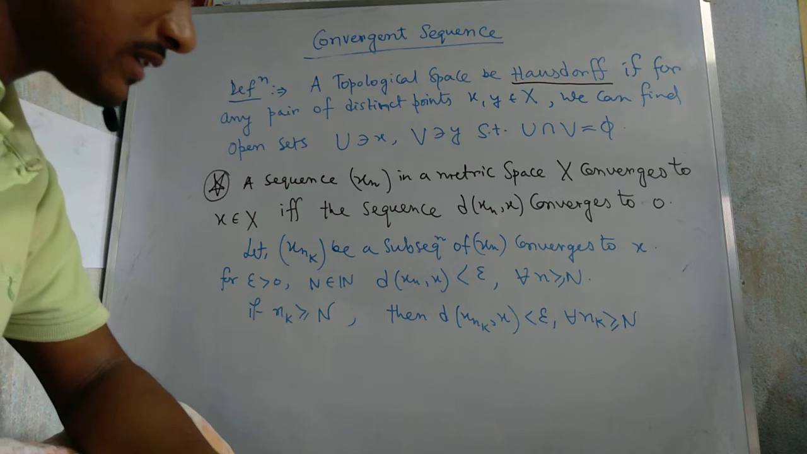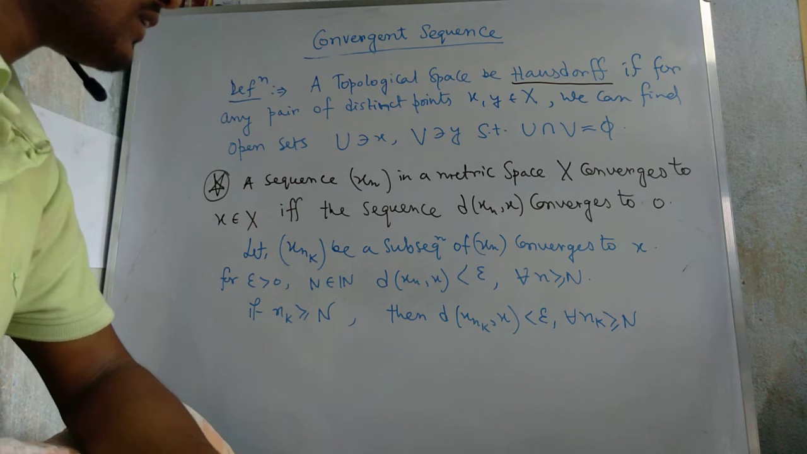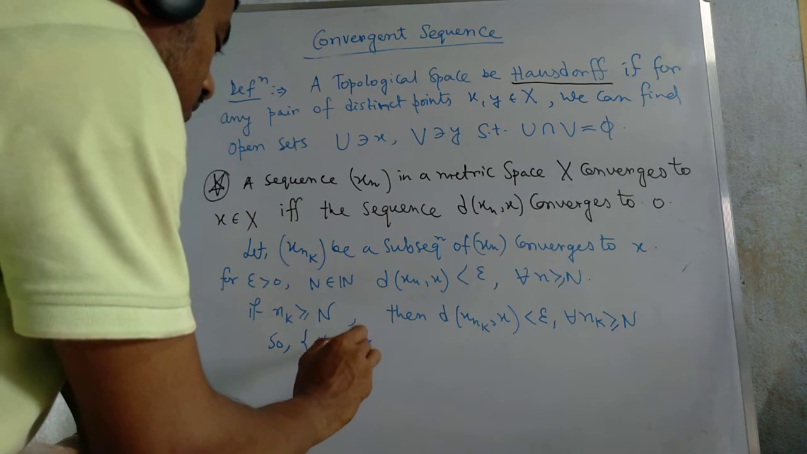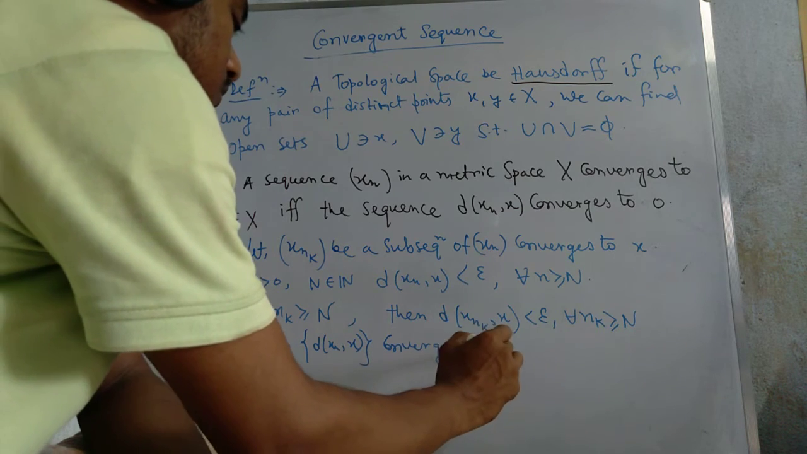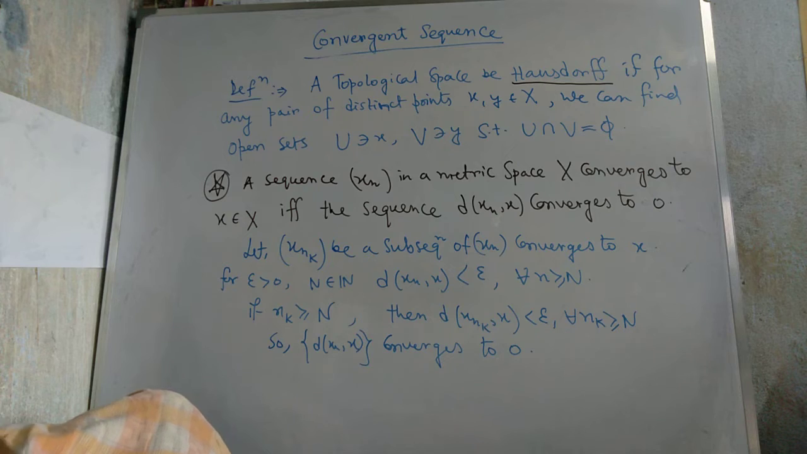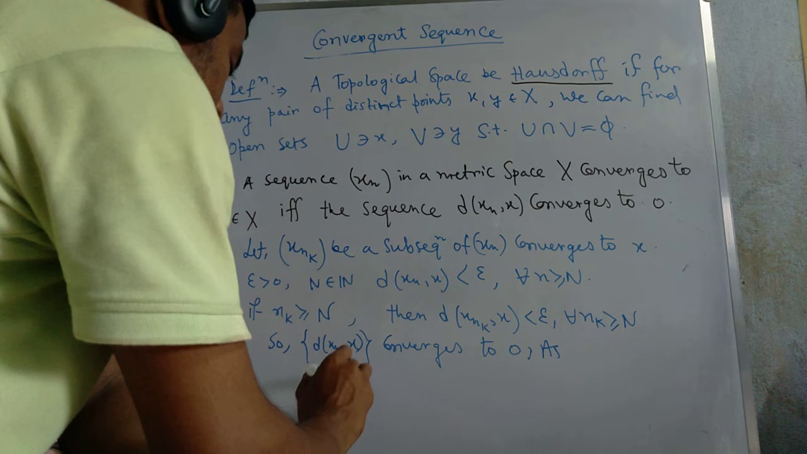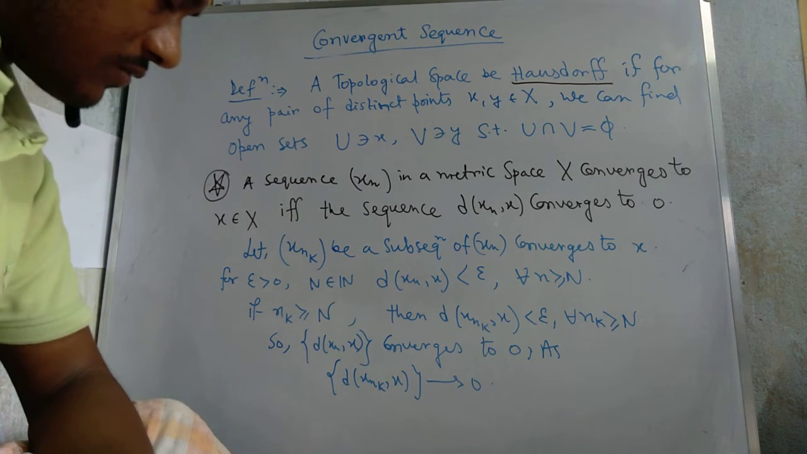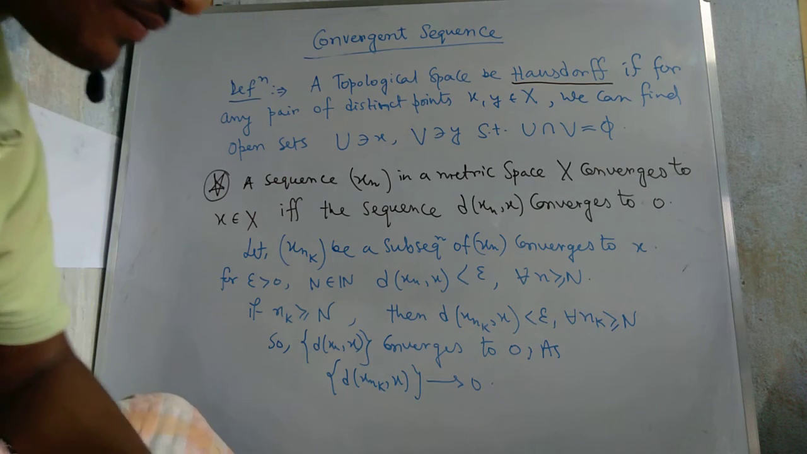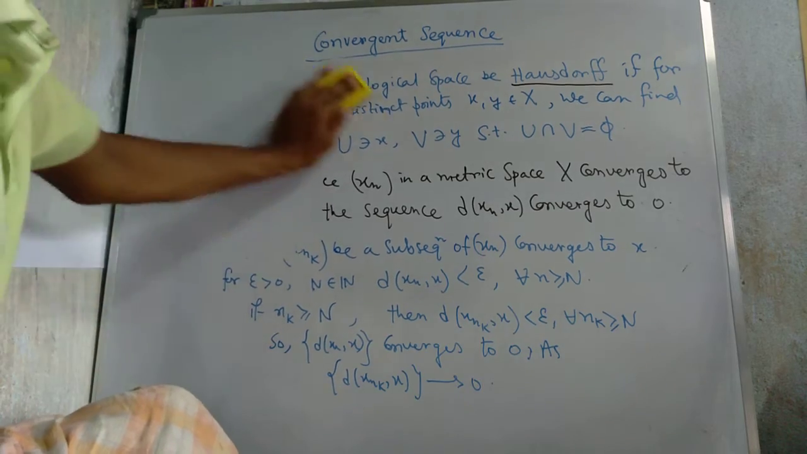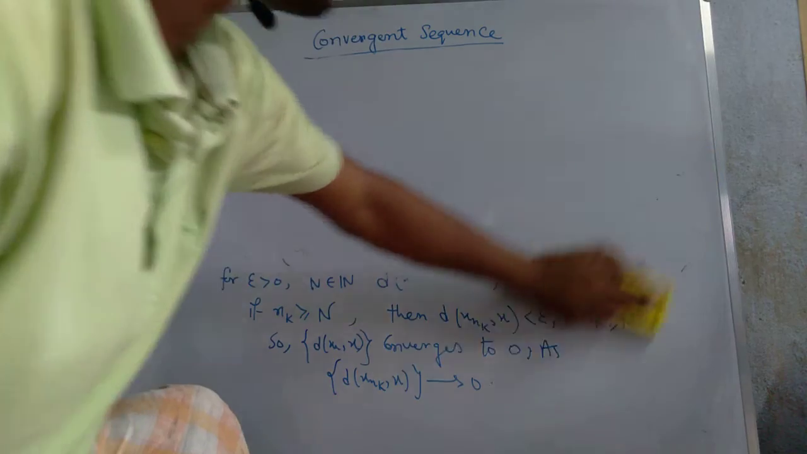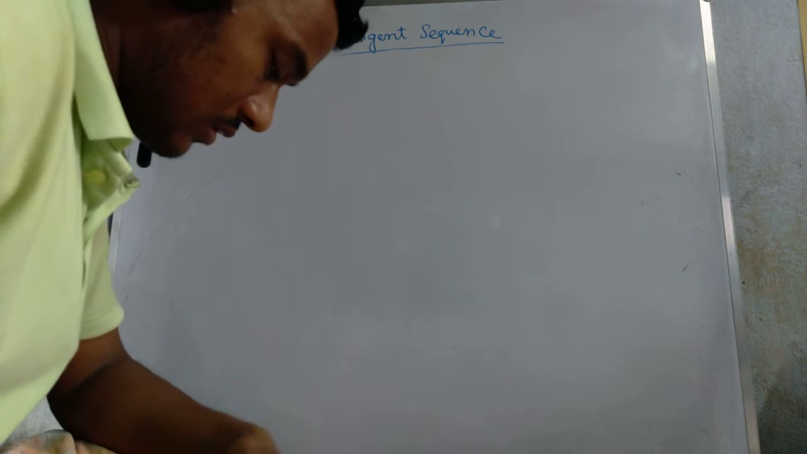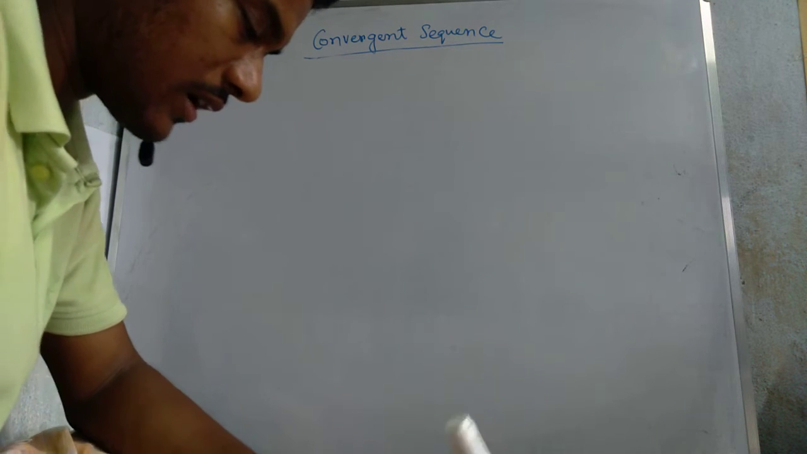So the sequence d(x_n, x) converges to 0, because d(x_{n_k}, x) also converges to 0. Now we proceed further. It is this portion.